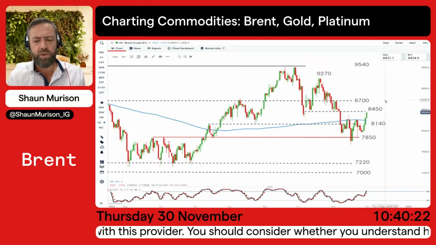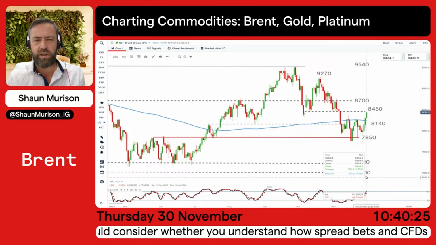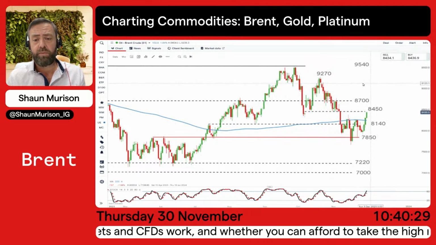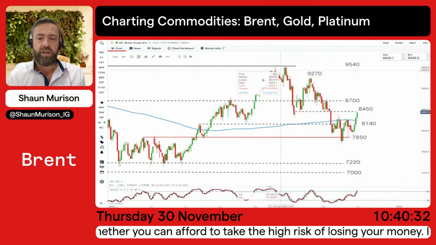So short-term momentum is up. We are into overbought territory, but early into overbought territory. I wouldn't worry about that too much. Do want to watch what's happening with that OPEC meeting right now.